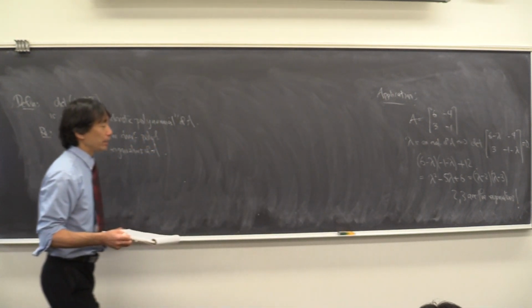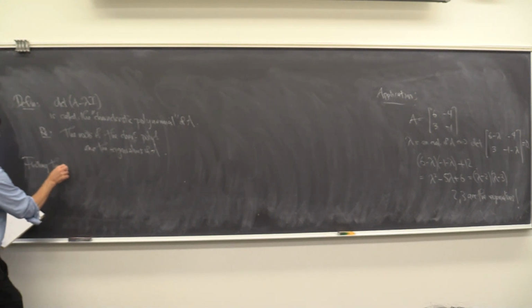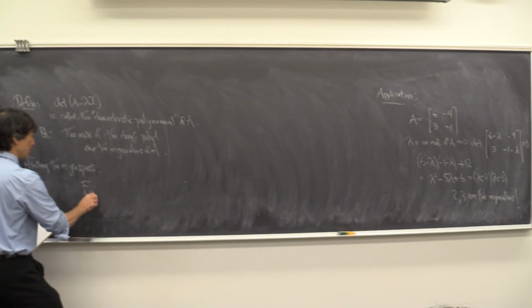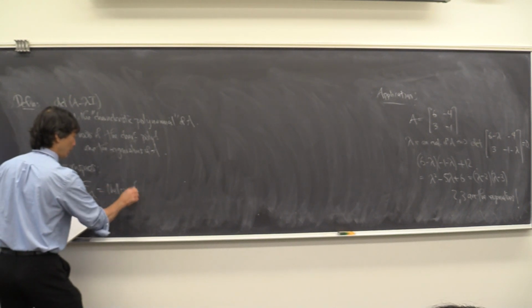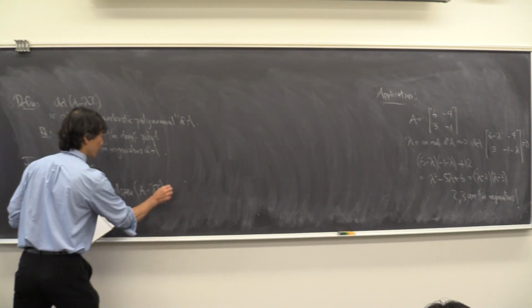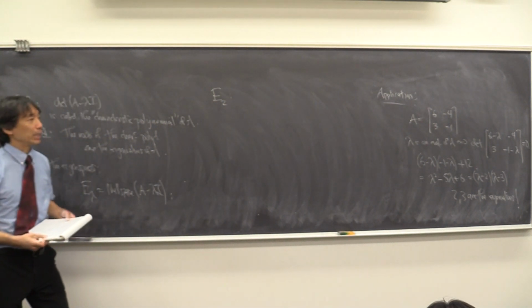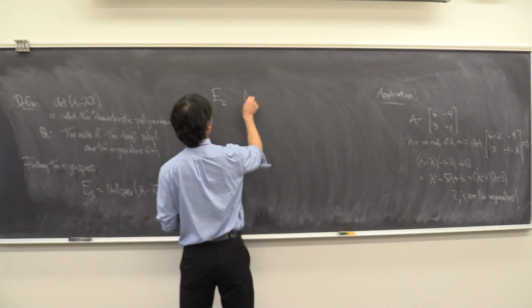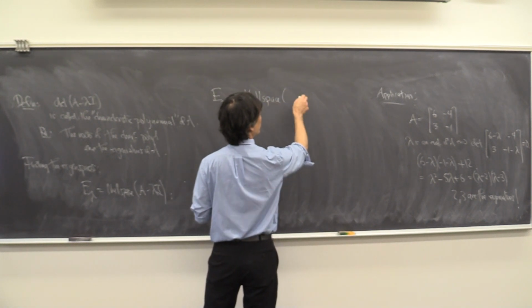So now, once you've found the eigenvalues, we can use this to find the eigenspaces. As we just said, E sub lambda is the null space of A minus lambda I, right? So if we want E sub 2, we just calculate the null space of A minus 2I.